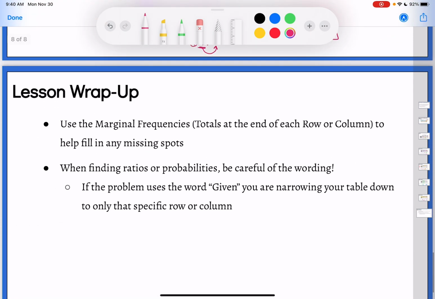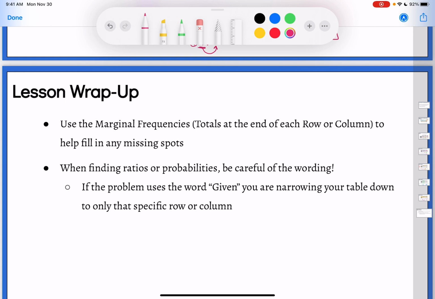All right, so hopefully that gave you a pretty good idea. So you're using those marginal frequencies, those are the totals at the end of the rows or columns, to help fill in any missing spots if you need to, right? And then you're either finding ratios or probabilities to help you analyze the data in that table. And just really be careful of the wording, right? A lot of times when they talk about two different things, many times you're going to be narrowing your table down, but unless they're asking for these two things both together out of the total. So you really have to read carefully.